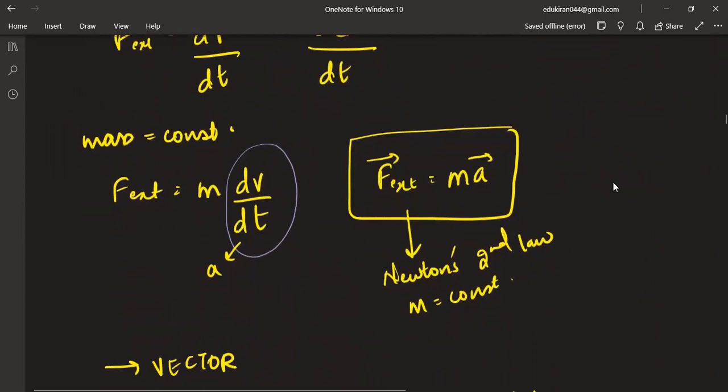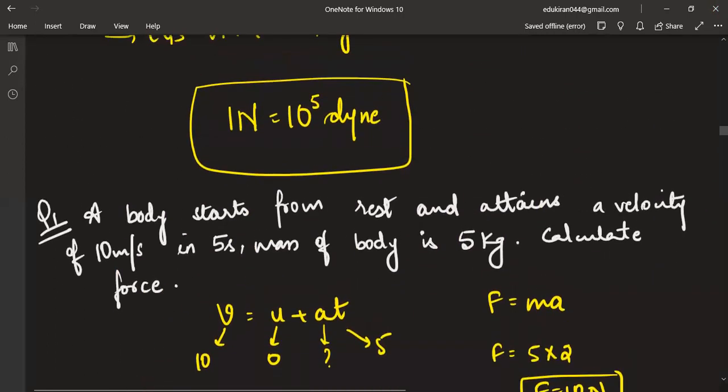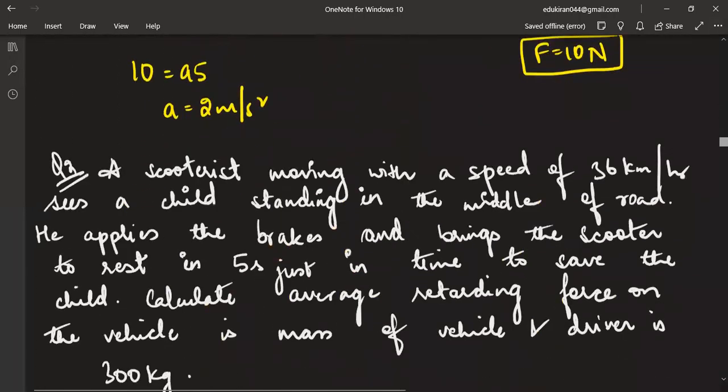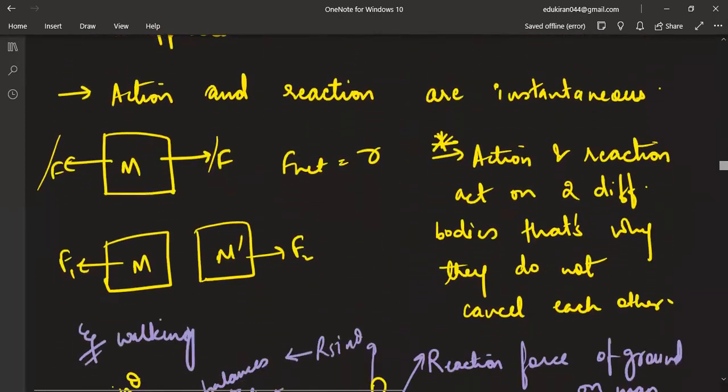This is Newton's second law where mass is constant. So force is equal to ma. F is equal to ma comes from here also. So again, force is a vector quantity. The SI unit is Newton, and 1 Newton is equal to 10 to the power 5 dyne. Now, Newton's third law of motion.